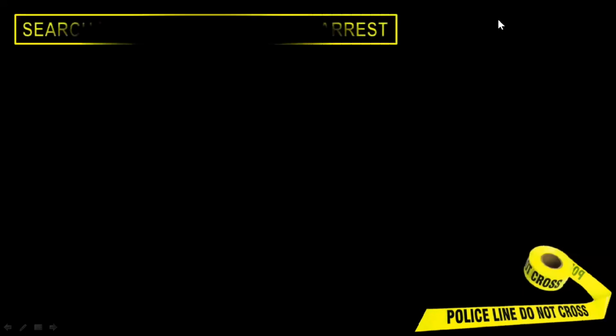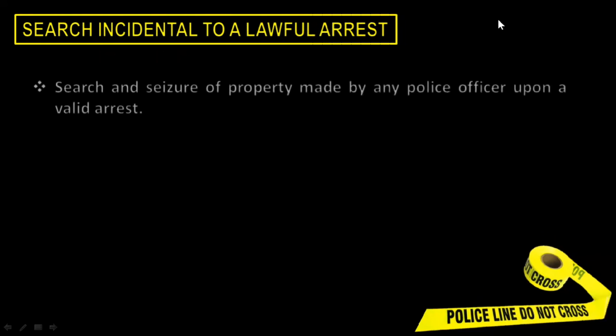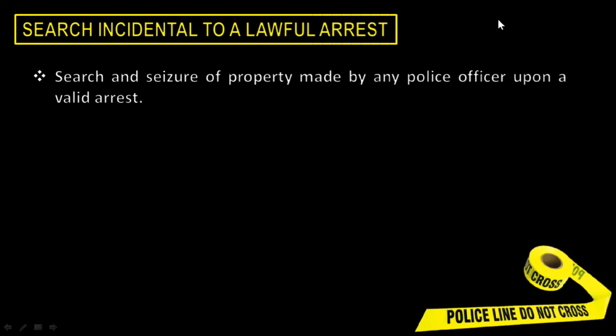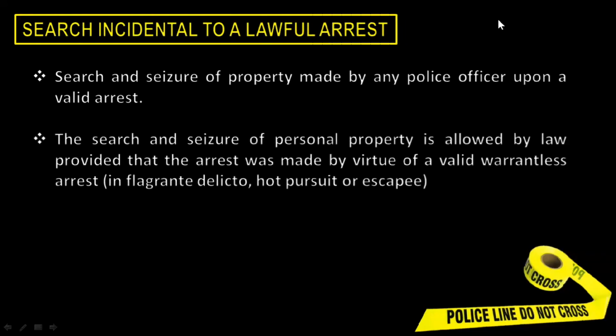So number one circumstance that a search could be valid or legal even without a search warrant, search incidental to lawful arrest. So search incidental to a lawful arrest, search and seizure of property made by any police officer upon the valid arrest. So the search and seizure of personal property is allowed by the law, provided that the arrest was made by virtue of a valid warrantless arrest. So here, under this circumstance, search and seizure is allowed, provided that it is incidental to a lawful arrest.